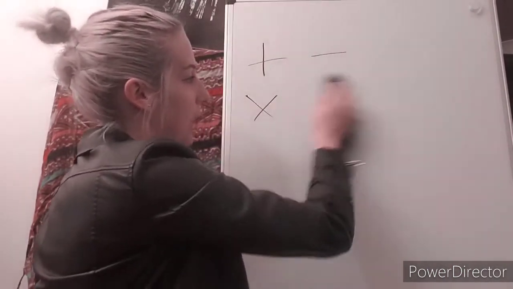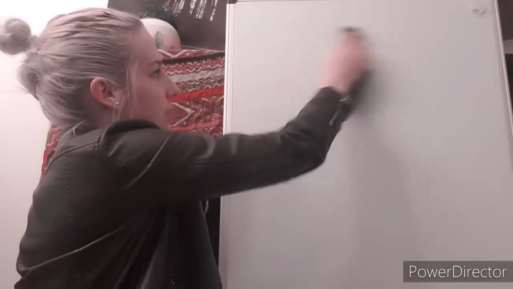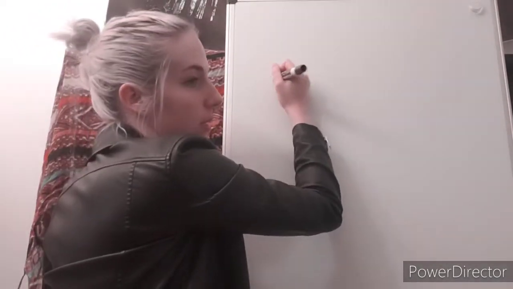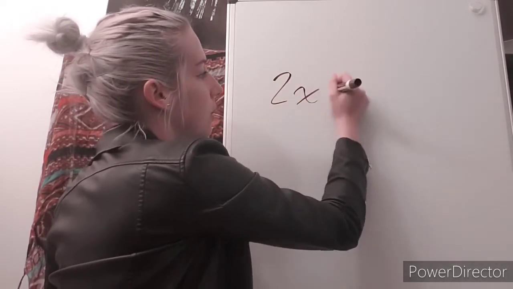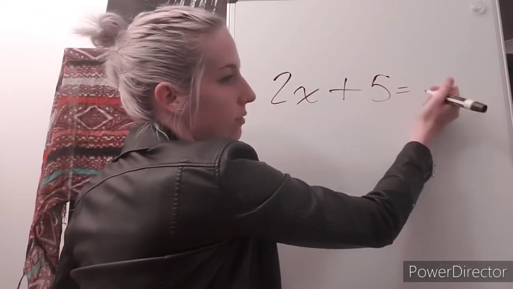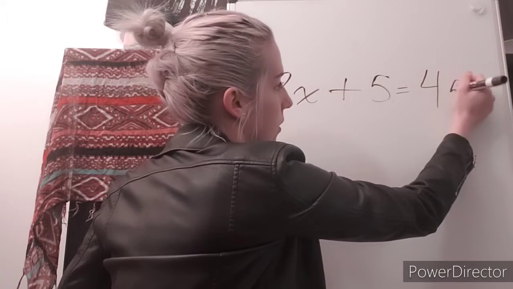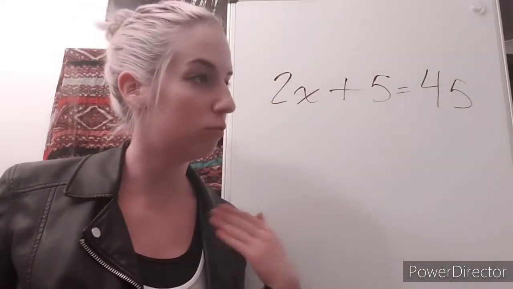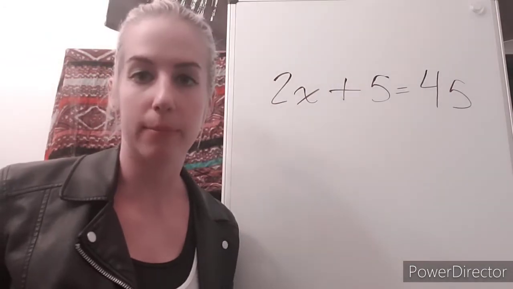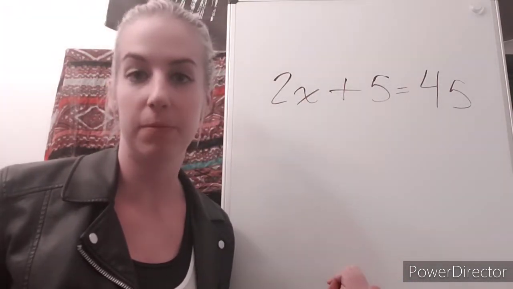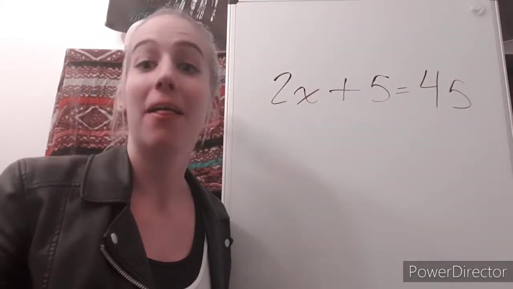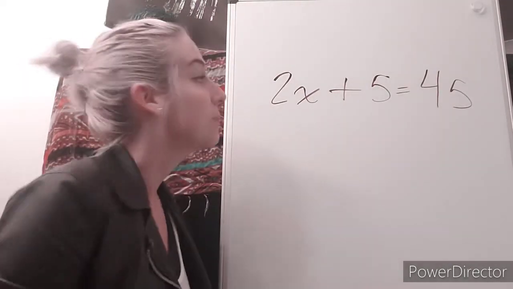So the first practice problem that I'm going to go over today is pretty easy. It's really similar to one we just did. And this is 2x plus 5 is equal to 45. And if you already know how to do this, pause it right now, solve the problem, and then check and see if we get the same thing. And if you're like, Miss Forsey, I forgot, that's okay. We'll go over it right now.